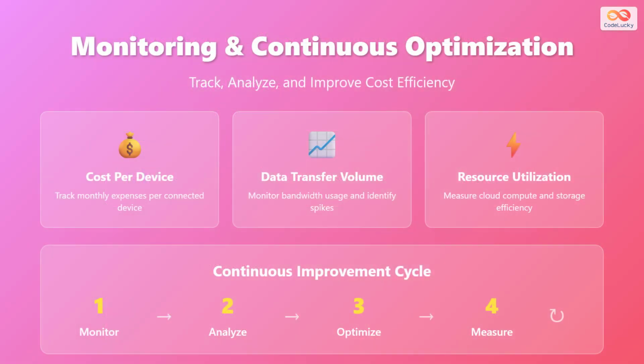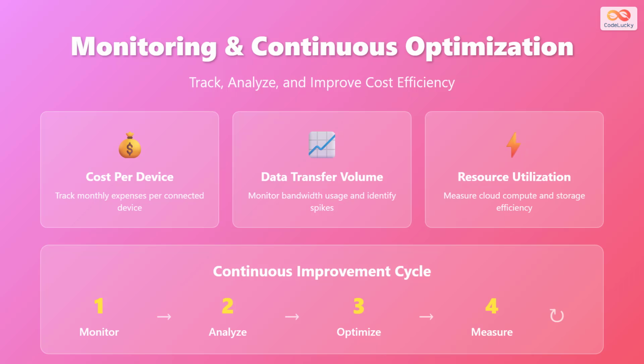Cost optimization isn't a one-time activity but an ongoing process. Monitor 3 key metrics continuously. First, cost per device tracks your monthly expenses per connected device, making it easy to spot trends and anomalies. Second, data transfer volume monitoring helps identify bandwidth usage spikes that could indicate inefficiencies or problems. Third, resource utilization measures how efficiently you're using cloud compute and storage resources.